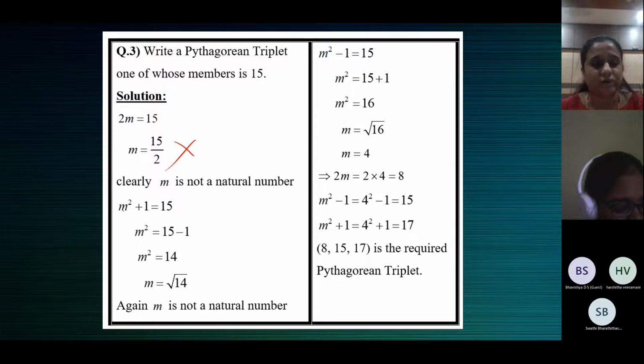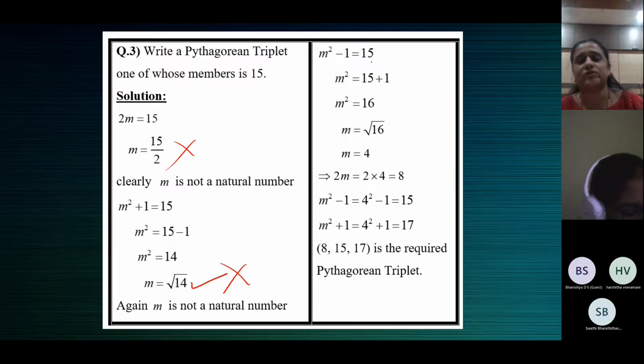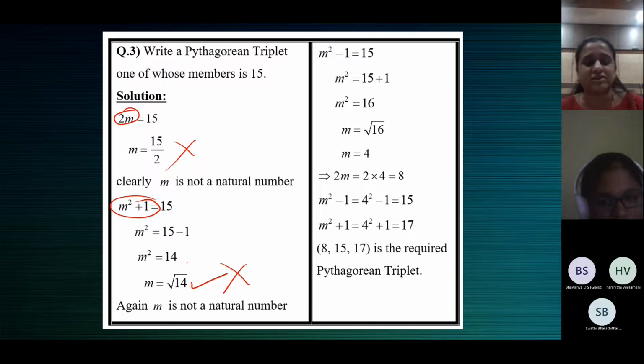Then supposing you equate it to m square plus 1, you get m as the square root of 14. Again, m is not a natural number, so this also is not possible. Equating m square minus 1 to 15. We tried with 2m, not possible. We tried with m square plus 1, not possible, because in both the cases, we are not getting m as a natural number.